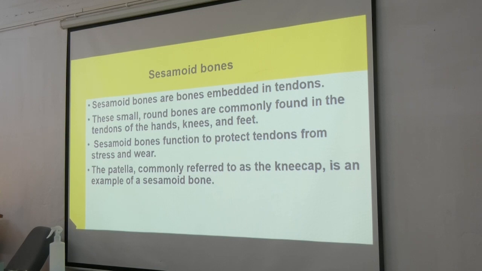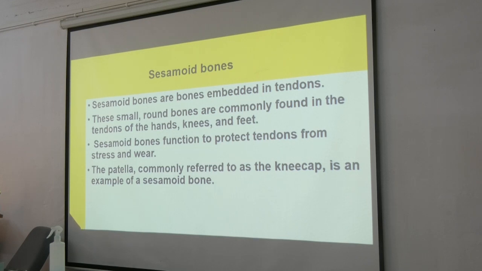Why is it present? It protects the tendon from any kind of wear and tear. These are spaces where there are so many movements. In the knee also, there is continuous flexion and extension during walking and sitting. Every time, it will be protecting the tendon from wear and tear.